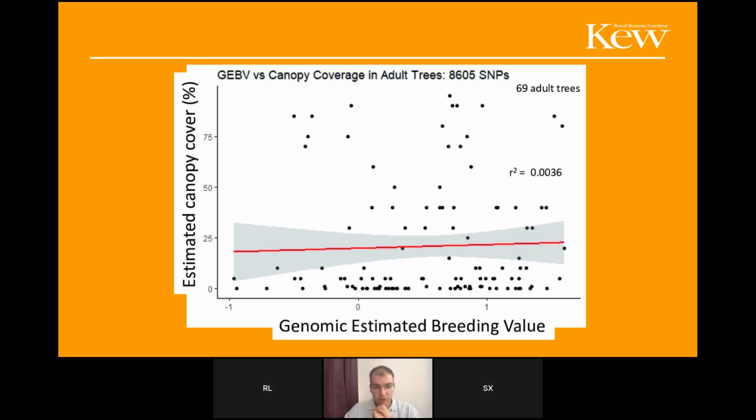And so here's the results for 69 adult trees. And unfortunately, it's not a very encouraging result. So we've got an R squared here of 0.0036. We are basically unable to accurately predict the amount of canopy cover on these trees under ash dieback using our training populations from the mass screening trials.